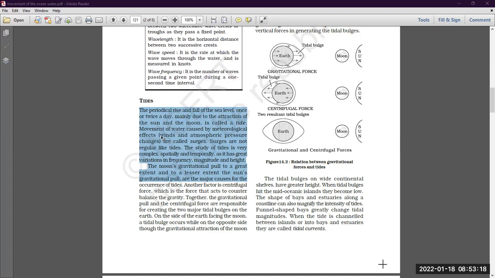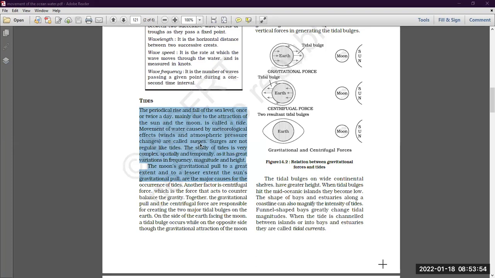The same subject in geography is climatology. We discussed in our chapter number 1 that meteorology is the same subject which is climatology in geography. So meteorology is a science which deals with atmospheric phenomena. Why is this water movement caused by meteorological effect? Why is this known as meteorological effect? Because winds and atmospheric pressure changes are the factors of meteorology, or the atmospheric factors.